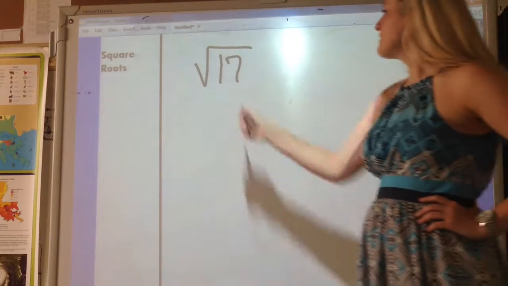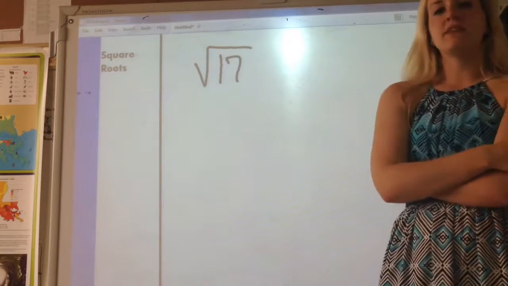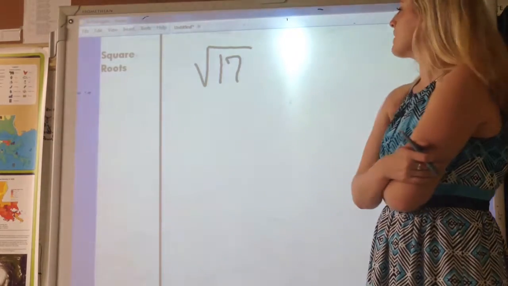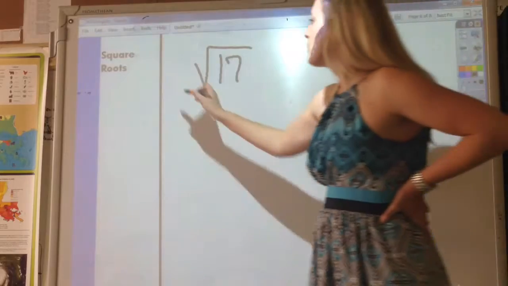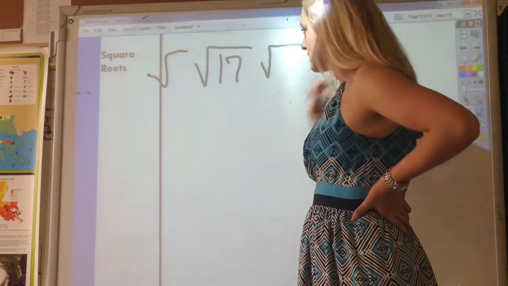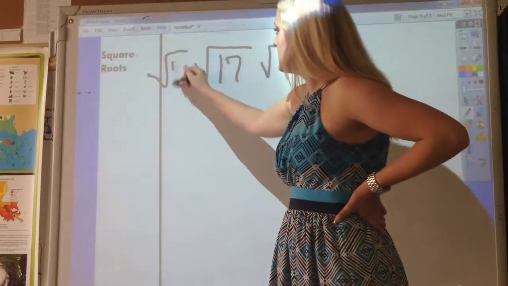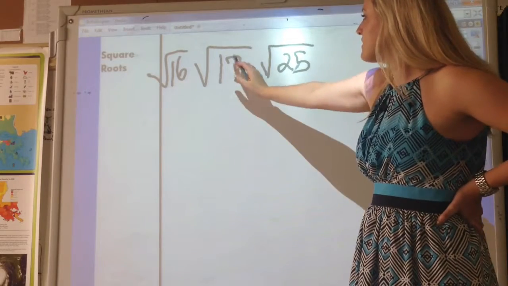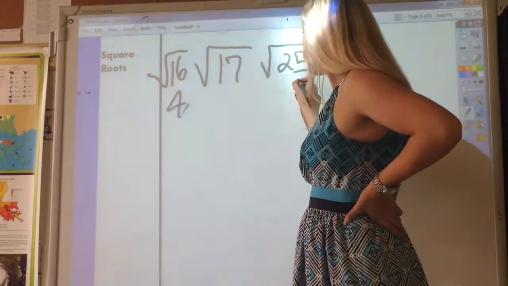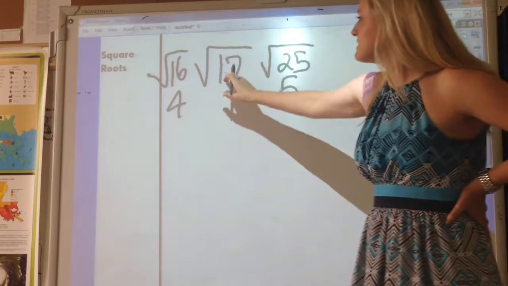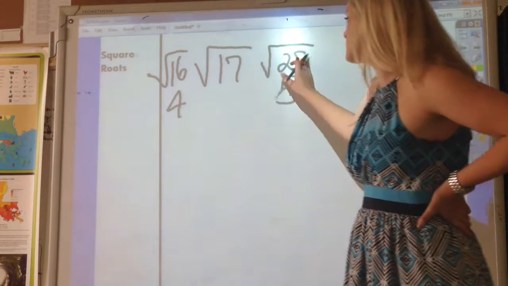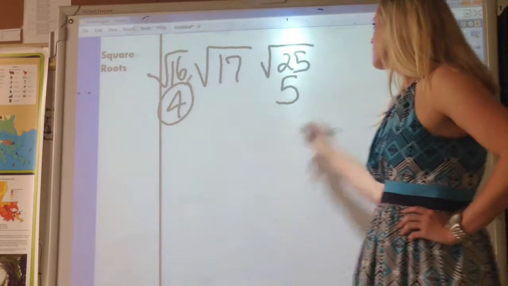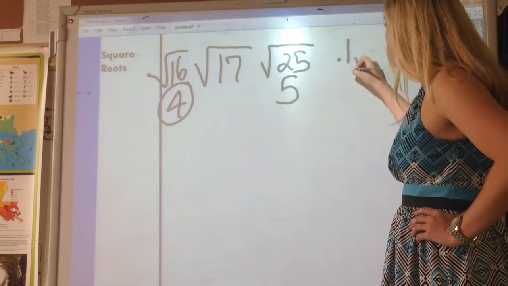All right. If I want to find the square root of 17, I know that 17 is not a perfect square. So I need to estimate to figure out where it falls on a number line. My first step is to figure out what are my perfect squares that are around it. Well, I know that 16 is a perfect square and that 25 is a perfect square. So I know that the square root of 17 is going to fall somewhere between 4 and 5. But since 17 is way closer to 16 than it is to 25, I know it's going to be closer to 4.